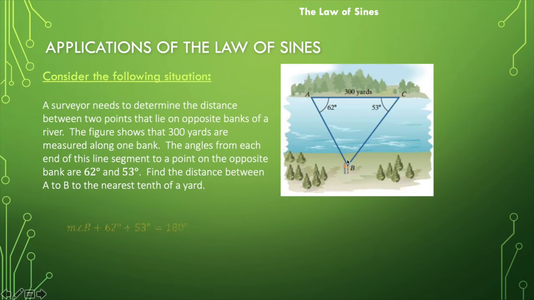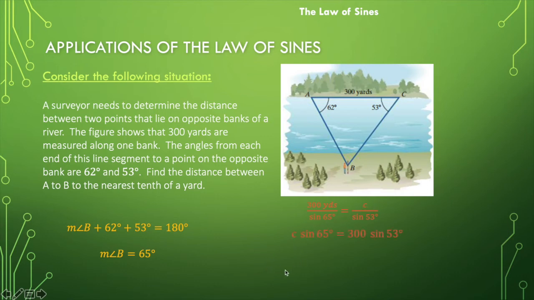So let's go ahead and do that. Measure of angle B will be equal to 180 degrees minus the sum of 62 degrees plus 53 degrees. And so the measure of angle B will equal 65 degrees. Excellent. Okay, moving on. Now we can set up a proportion. 300 yards divided by the sine of 65 degrees is equal to C divided by the sine of 53 degrees. Go ahead and cross multiply.